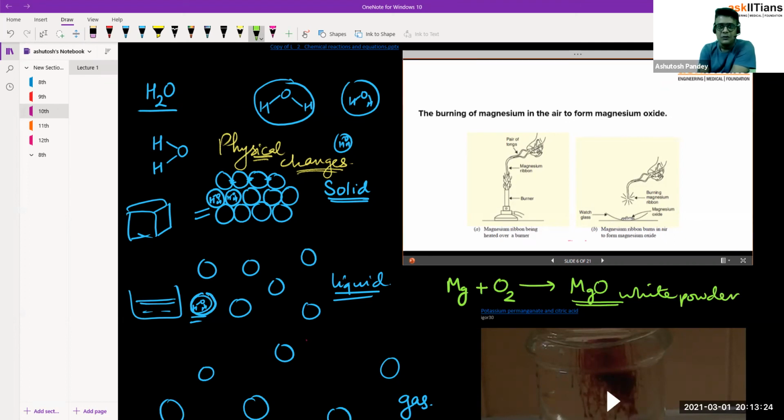You can see this: the magnesium ribbon, the pair of tongs, and this is the burner. The magnesium ribbon is heated over a burner, then the burning of the magnesium ribbon happens, and we get magnesium oxide as our end product. So finally, magnesium is reacting with oxygen to form MgO. Okay, clear?